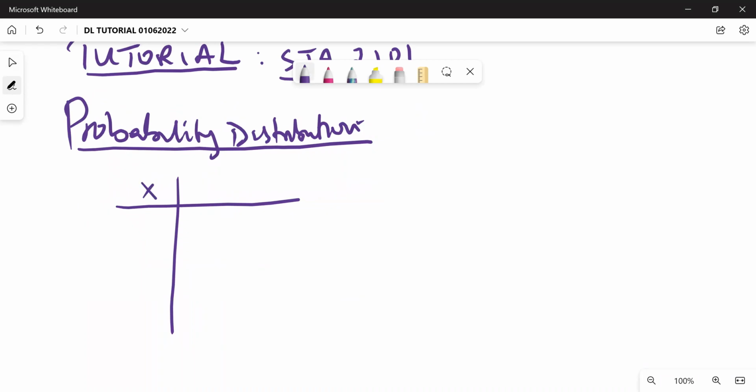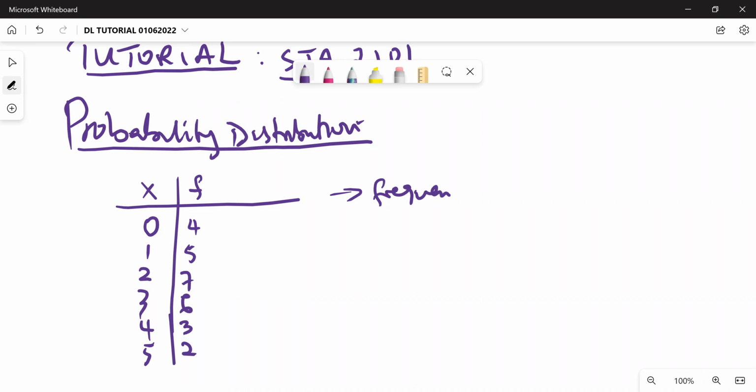You have X there, then you have 0, 1, 2, say 3, and 4. Maybe you can put 5. Then we have a column for frequencies. So you can have values here like 4, 5, 7, let's say 6, 3, and 2. So this is an example of a frequency distribution.